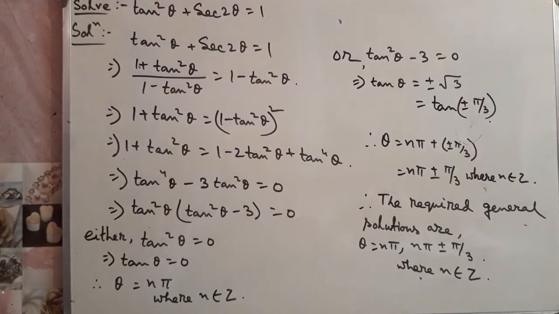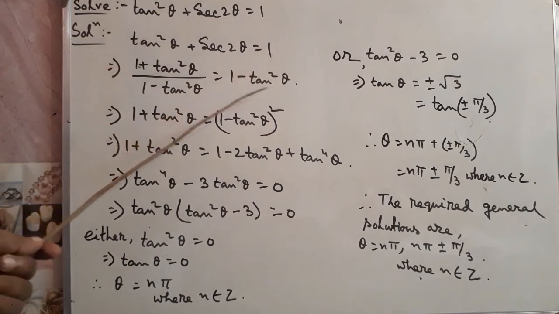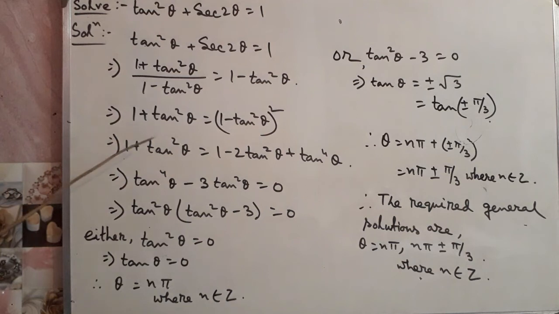Another problem is given, tan square theta plus sec 2 theta is equal to 1. So sec 2 theta means 1 by cos 2 theta, that is (1 plus tan square theta) by (1 minus tan square theta), and we change the side of this tan square theta, it goes to the right hand side. So it becomes 1 minus tan square theta. Now cross multiplying, 1 plus tan square theta is equal to (1 minus tan square theta) whole square. Expanding this whole square, then changing the side, we will get tan to the power 4 theta minus 3 tan square theta equal to 0.